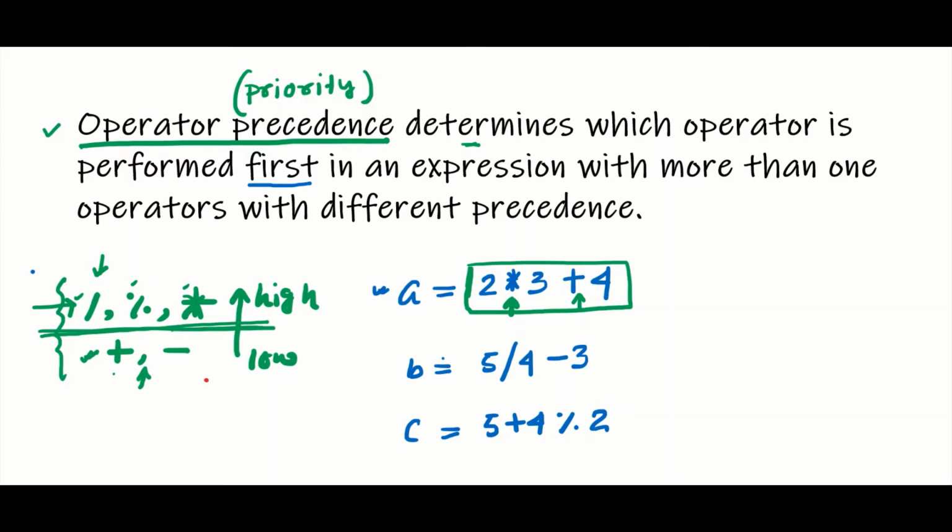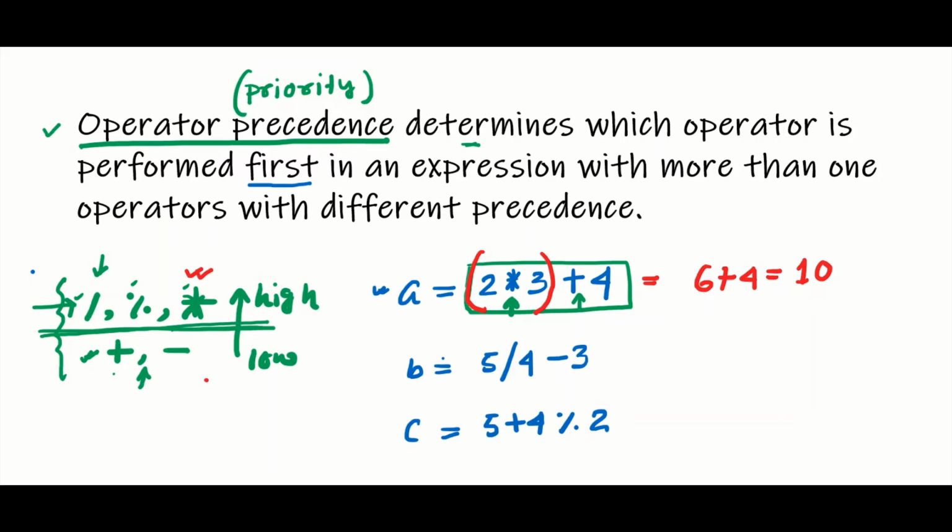So let us solve. In this expression, multiplication is higher in priority or precedence. So that means this part of the expression will be evaluated first. 2 into 3 becomes, sorry, 6. 6 plus 4, the result will be 10.